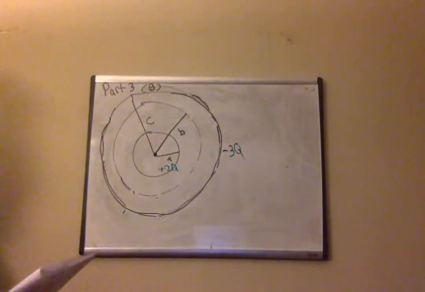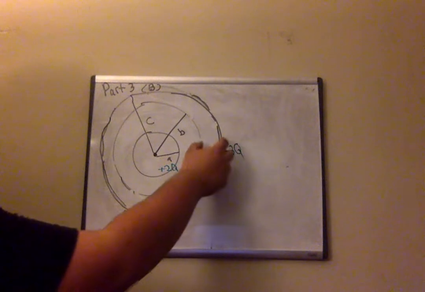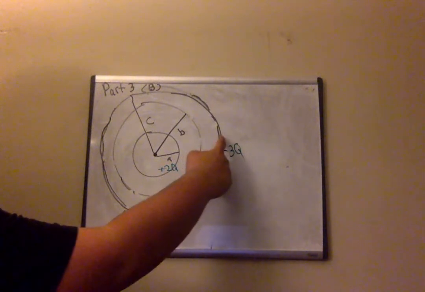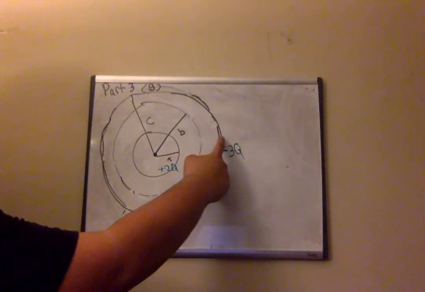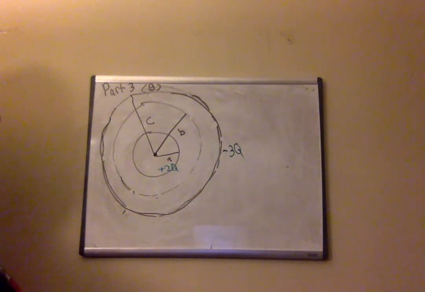All right, so this is exam 1, part 3 of problem B. What it says is derive an expression for the inner and outer surface charge density of the conducting shell only in terms of given quantities and fundamental constants. So, what we're looking for is the charge density of this outer part of the shell and then this inner part of the shell. Now, how do we do that?